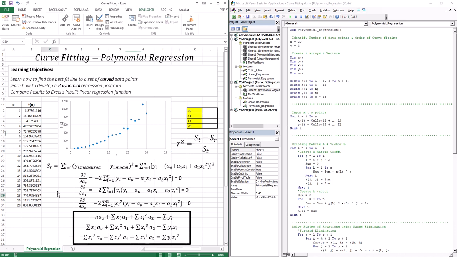So right now, what if you don't have data points that follow a linear trend? What if they follow maybe a curve trend? Well, a curve trend can be either one of two things. It can either be a polynomial trend, right? Or it can be a more complex function like an exponential or power function or a logarithmic function, right?